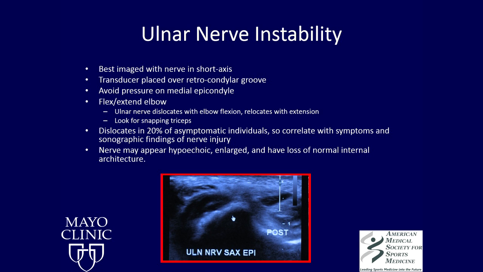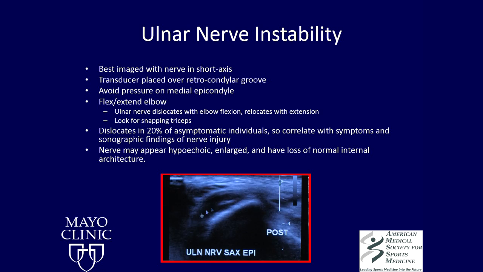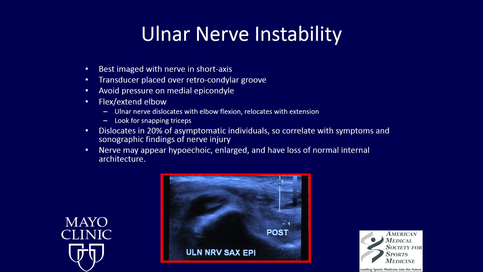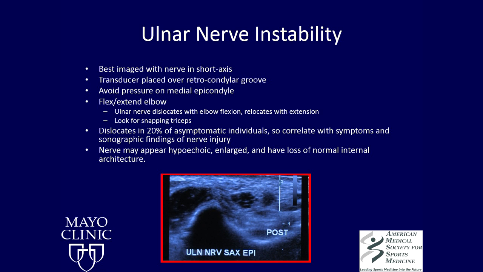So with ulnar nerve instability, it's best imaged in short axis. Here you can see with flexion and extension of the elbow, you can see the ulnar nerve dislocating relative to the medial epicondyle. This is posterior and this is anterior. Here's that ulnar nerve. The transducer is placed over the retrocondylar groove. You really want to float that transducer so you don't have enough pressure in that area to hold the ulnar nerve behind the medial epicondyle. You want it to freely move if it's going to sublux or dislocate.